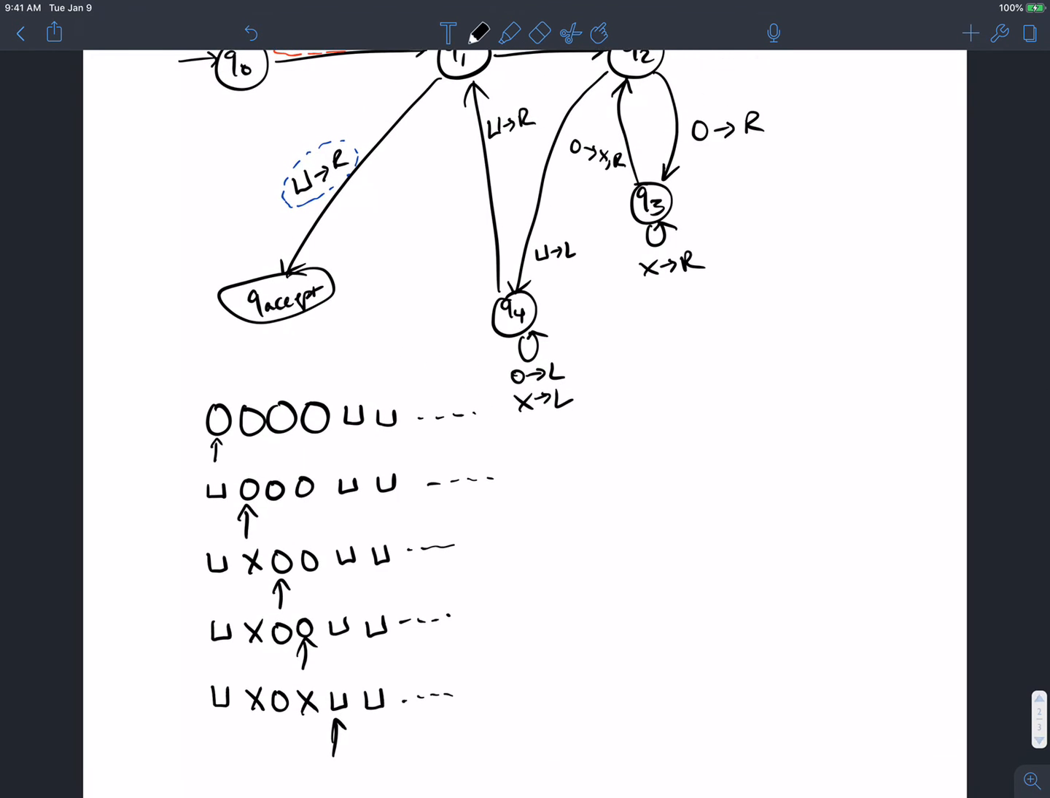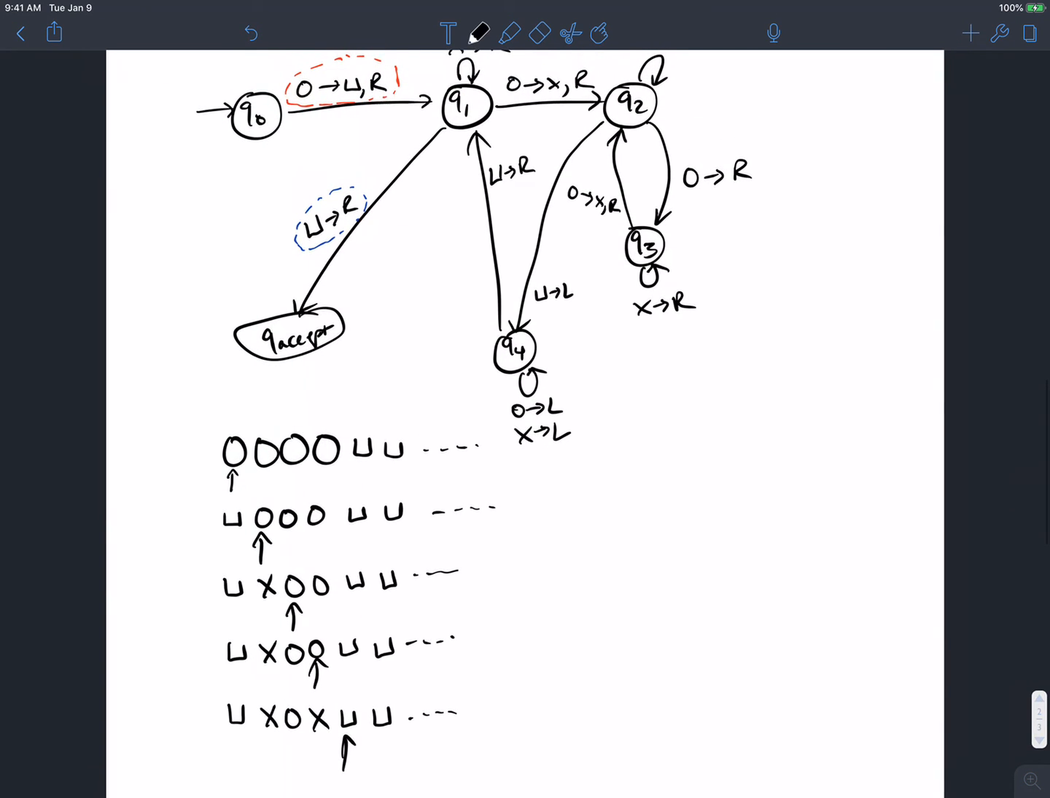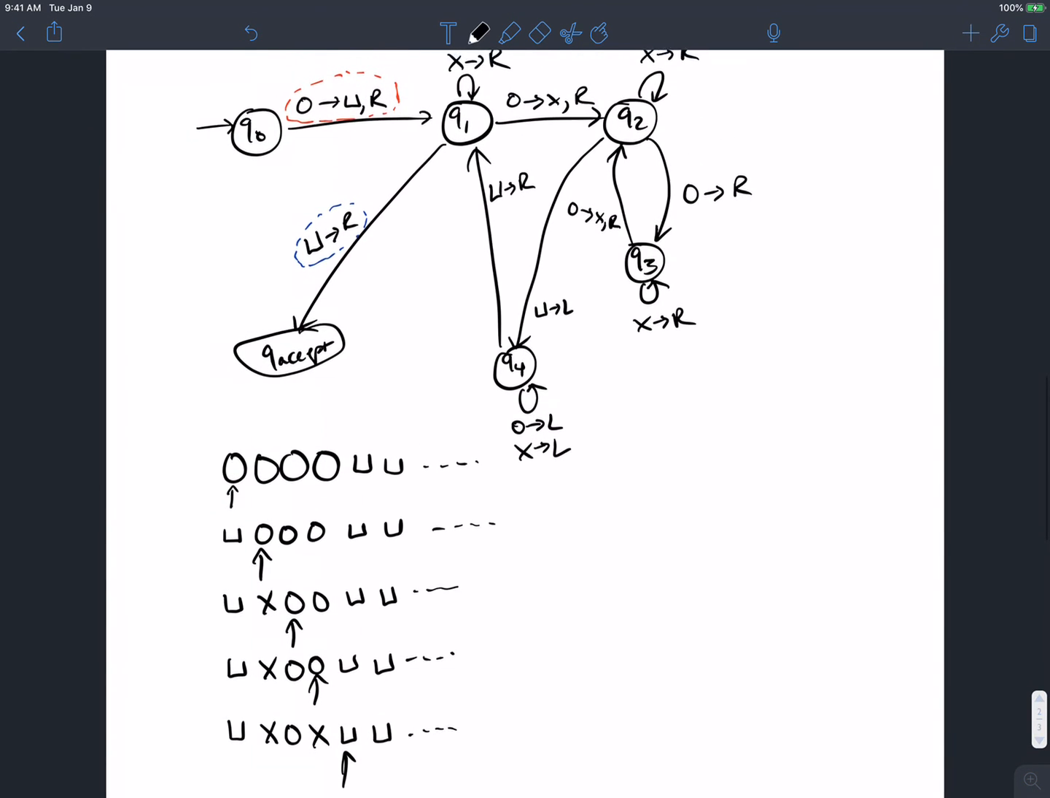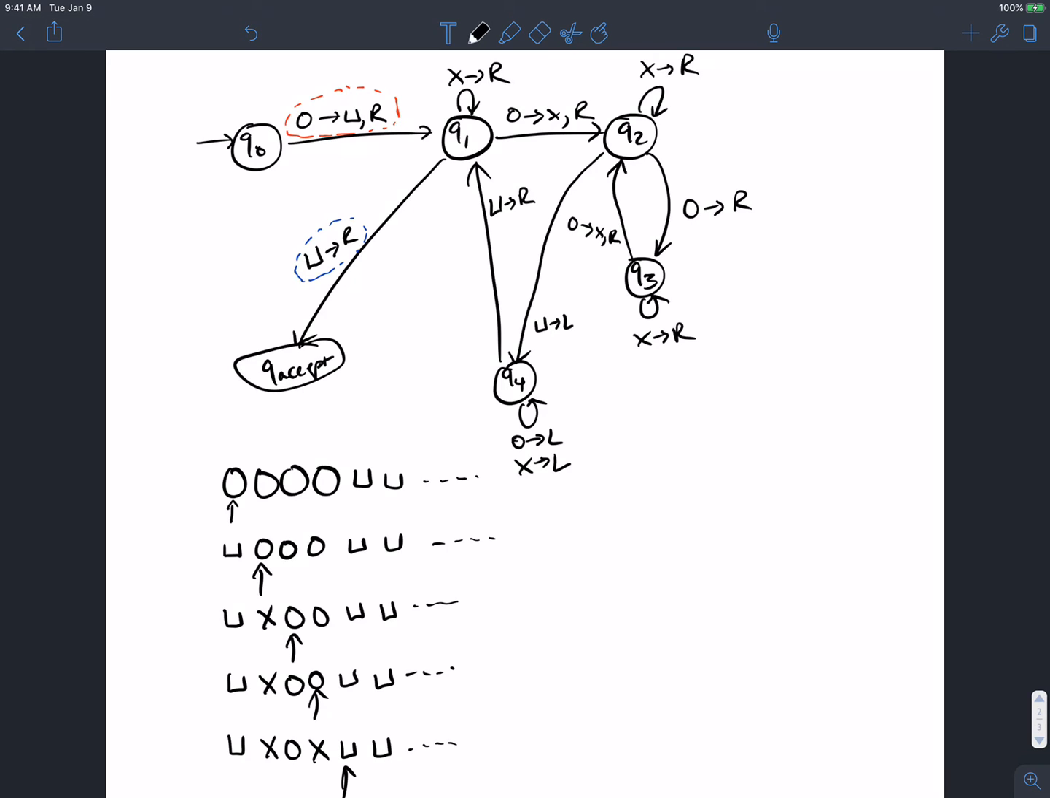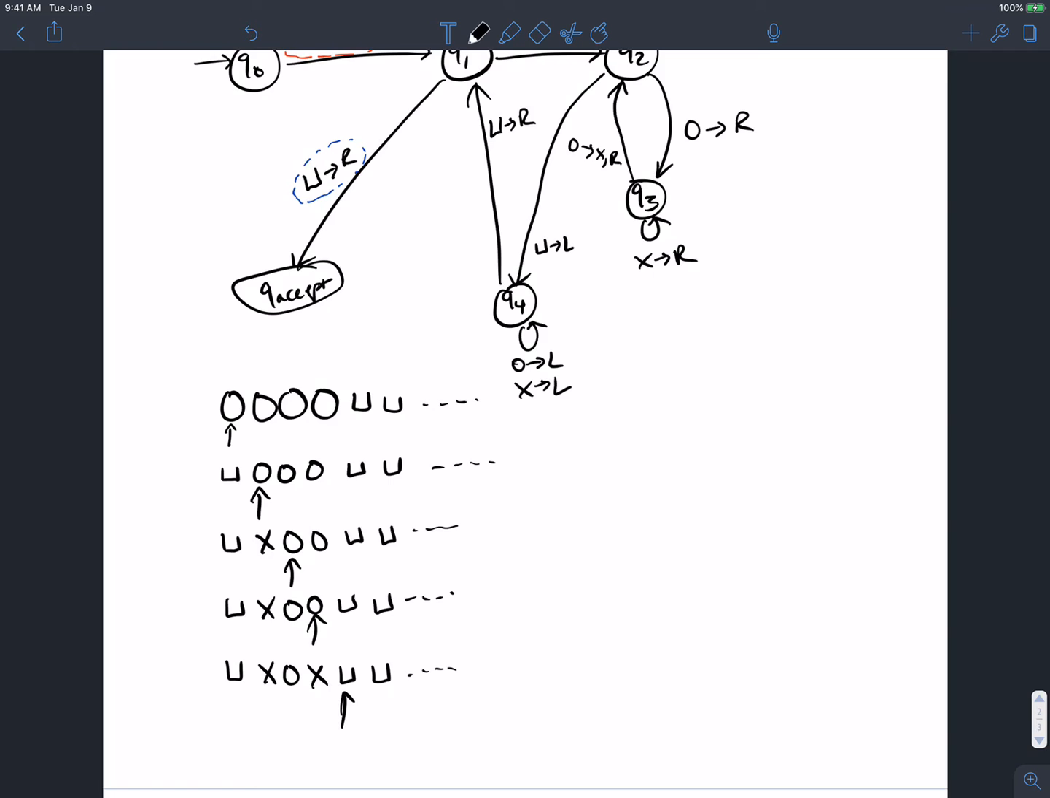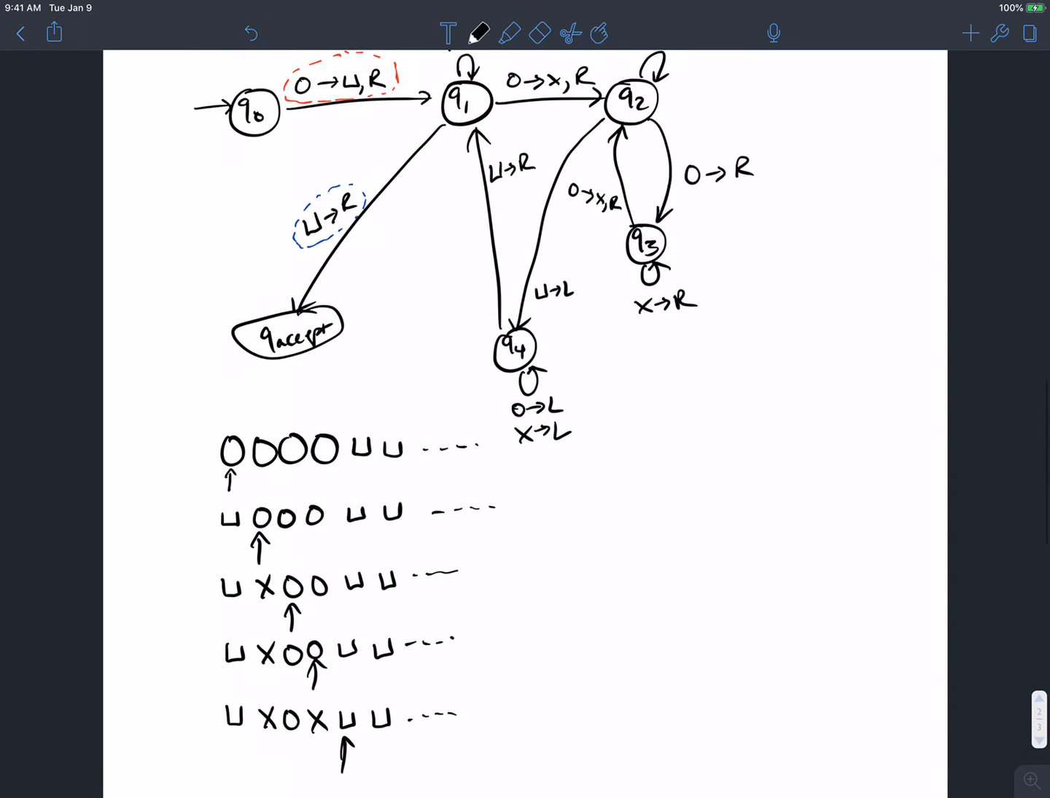Let's see, now what do we do? You go left. There's one transition that says on a blank, move left and don't change the content there. So let's just skip a few transitions. What is going to happen next?